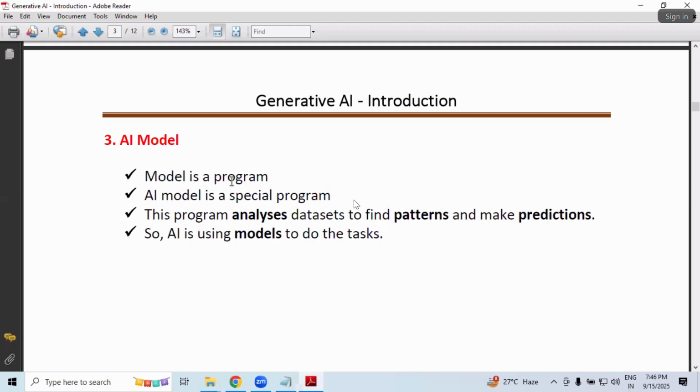Let's move on. A model is a program. An AI model is a special program. It's not like a normal one. When I say program, it's not like an if-else condition or a for loop. It's a kind of special program.